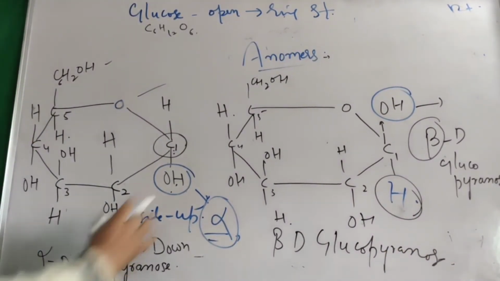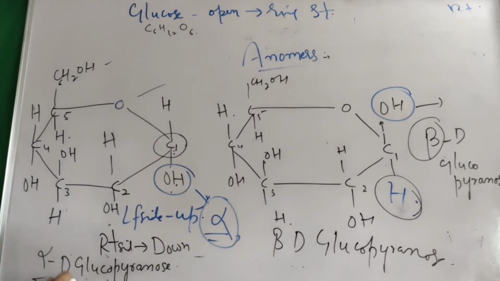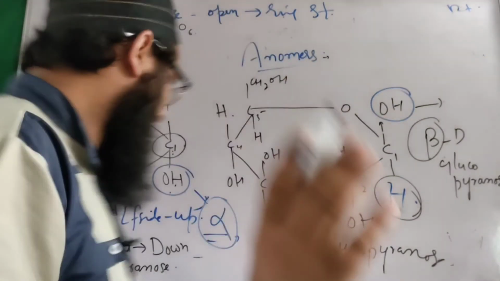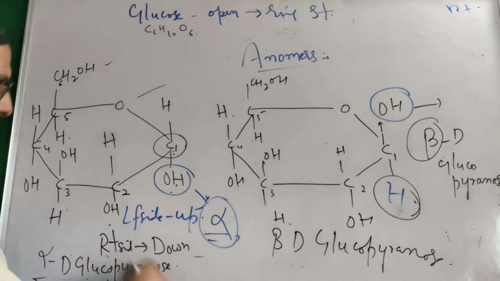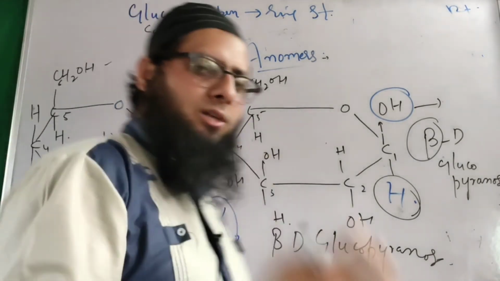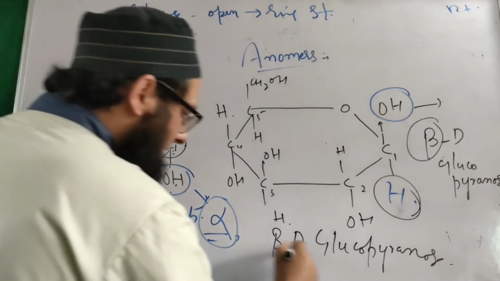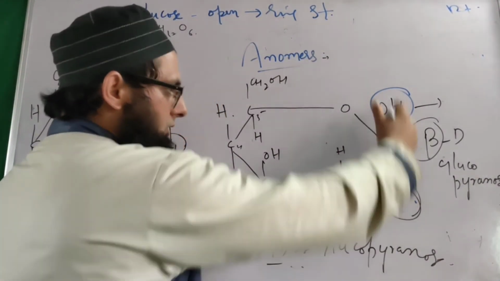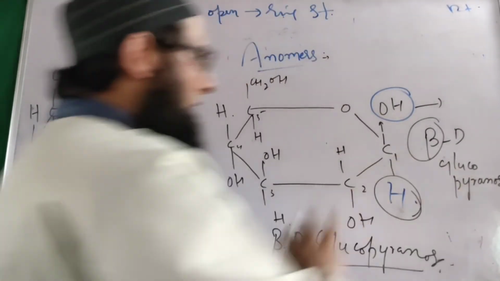Why alpha? Because it is the alpha anomer, OH on the lower side. Why D? Because it's dextro, it rotates the light towards the right side. Why glucose? Because glucose is the molecule from which it is formed. Why pyranose? Because the hexagonal ring is called the pyranose ring. Similarly we have beta D, beta because OH on the top, D dextro glucopyranose. So these are two anomers.